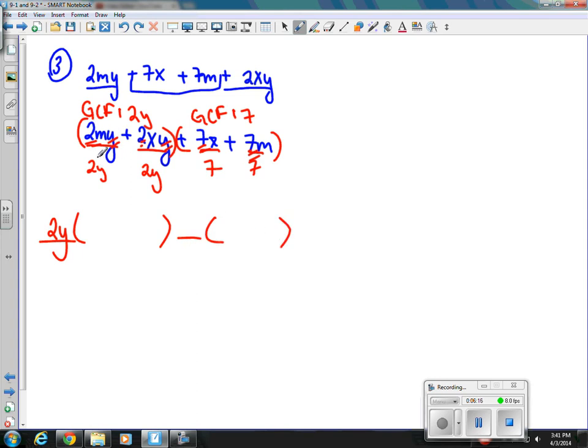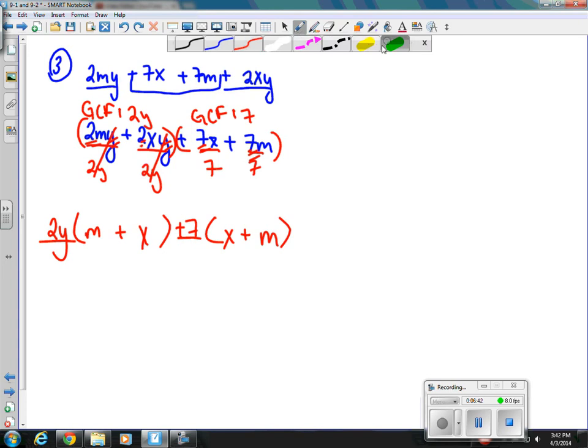2 divided by 2 is 1. I don't have to show it. M drops down. He has somebody to go with. Y divided by y cancels. Plus 2 divided by 2 is 1. I don't have to show it. I drop down my x and my y's cancel. Now it's positive 7, so plus 7. 7 divided by 7 is 1. I don't have to show it, so I drop down my x. Plus 7 divided by 7 is 1. Don't have to show it, so I drop down my m.